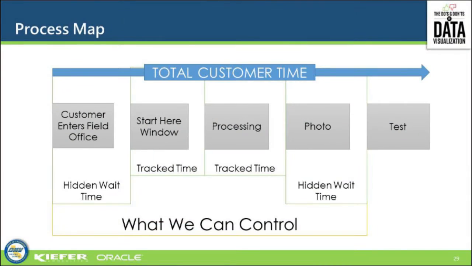I want to start with the process. Very quickly, a customer walks into the field office. They wait in line to get to the Start Here window. This is where you get your ticket. Then you wait to see an MVR, a motor vehicle representative. This is the person who's going to help you with your transaction. And then your transaction is complete. Or if you're applying for a driver license, or you need to register to vote, you take a test. What we found initially were a couple of problems, and this is where the data started to become important for us.